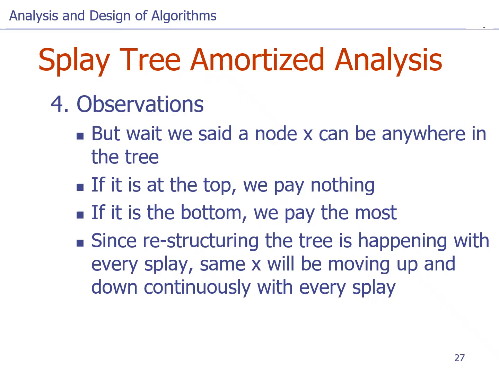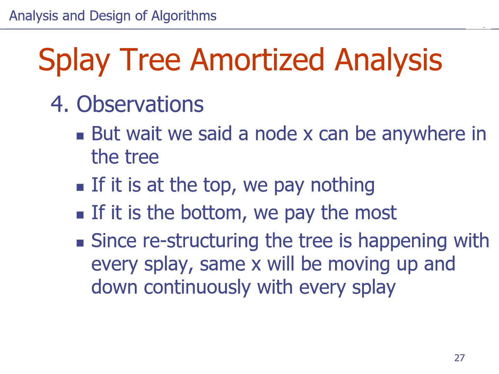Now, this is to consolidate the idea. Let me read these lines. It says, we said the node x can be anywhere in the tree. If it is at the top, we pay nothing. If it is at the bottom, we pay the most. Now, since restructuring the tree is happening with every splay, the same x will be moving up and down continuously with every splay. Now, this actually complicates the analysis, but we will see how we can handle this.